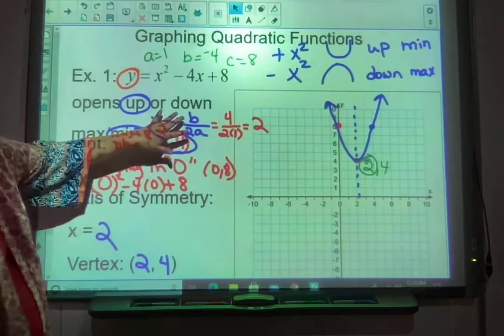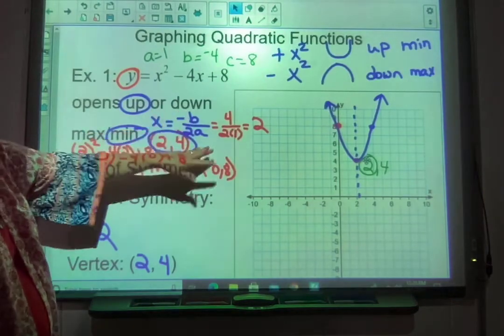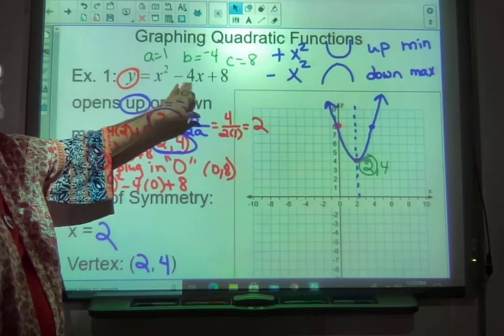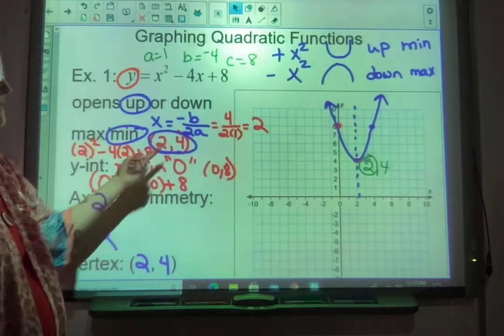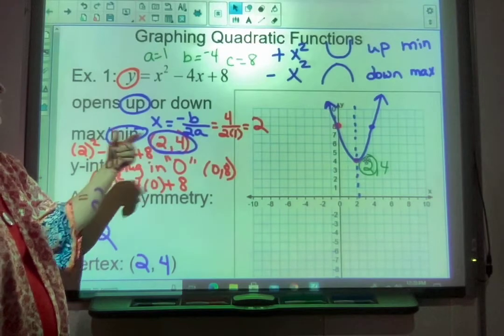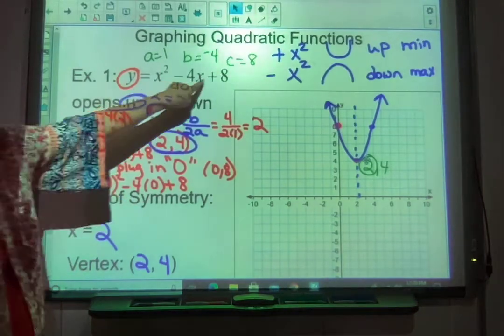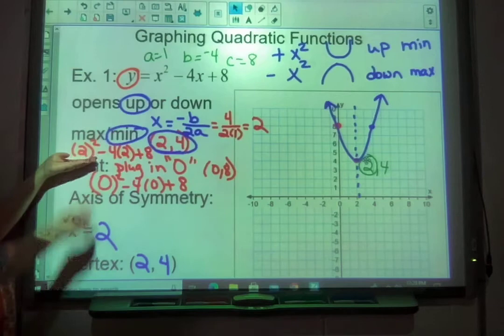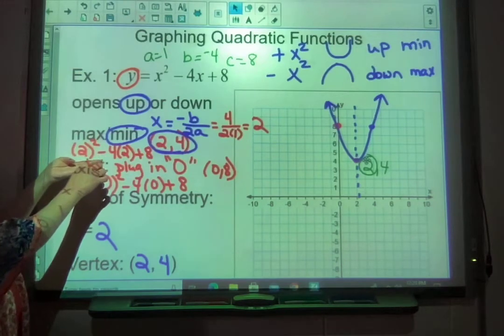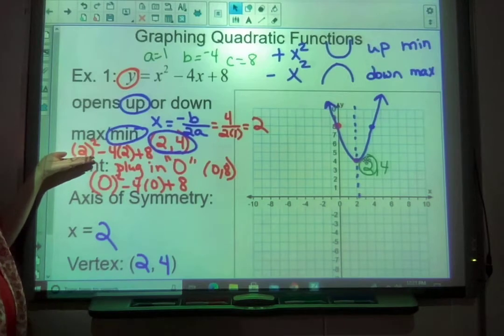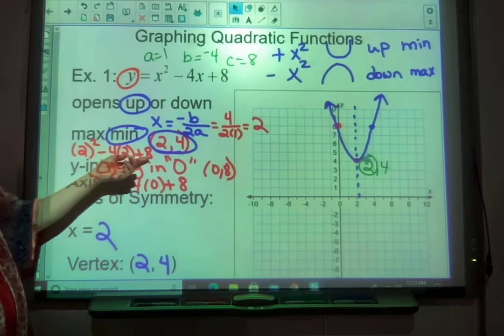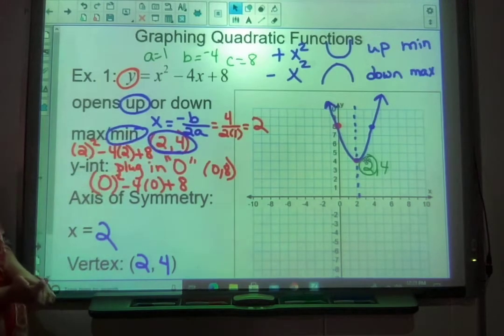But negative b over 2a, you just plug that in. Negative b is 4, so that makes it 4 over 2 times 1, which is 2. To find the y value, you literally just plug 2 into this here and evaluate it. So 2 squared minus 4 times 2 plus 8, and when you do that, you get 4 minus 8 plus 8, which gives you 4. So that's all there is.